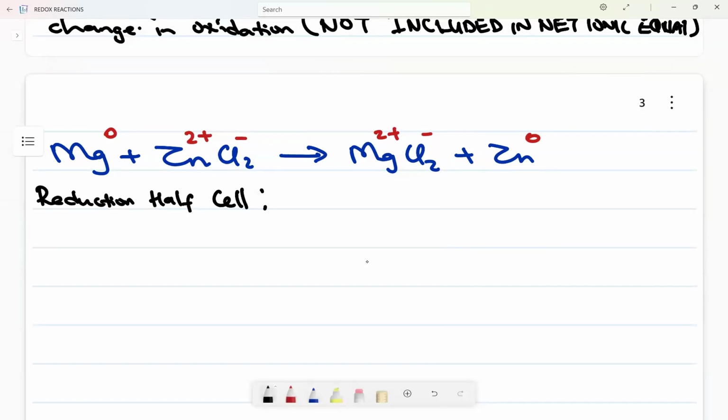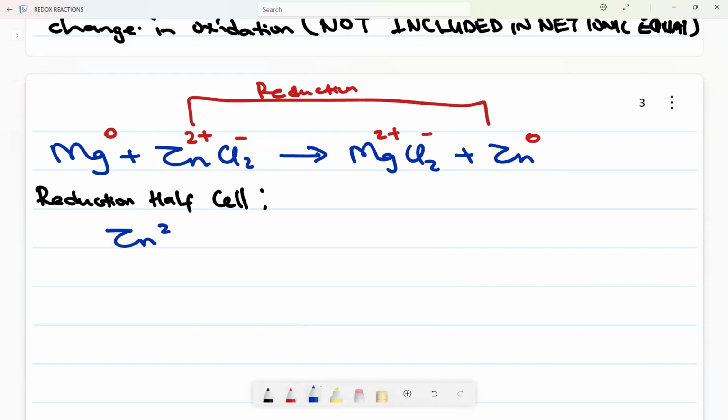How do I see my reduction half cell? Well, I check the one that is reduced. Which one is reduced? I know that zinc is reduced, so it undergoes reduction. So I'm going to say, zinc 2 plus underwent reduction. Okay, how do we know that? We see there was a decrease in oxidation number.